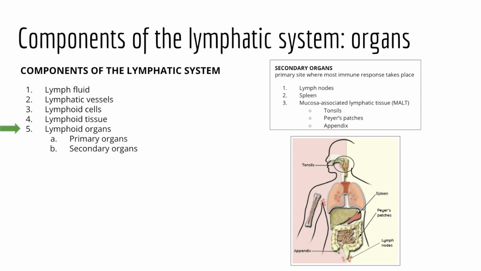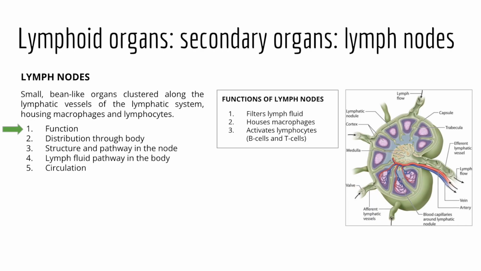And in our study this week, we'll look at three major secondary lymphoid organs: our lymph nodes, the spleen, and tissue we call MALT, or mucosa-associated lymphoid tissue. That includes our tonsils, the Peyer's patches of our small intestine, and our appendix. As we focus our attention on the secondary lymphoid organs, I want to look at lymph nodes first, and we'll spend most of our time considering lymph nodes.